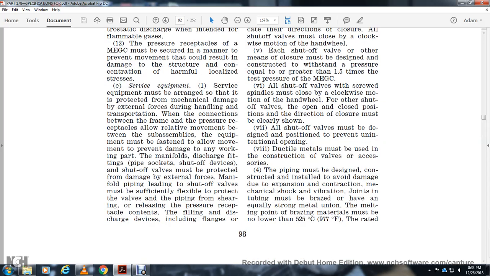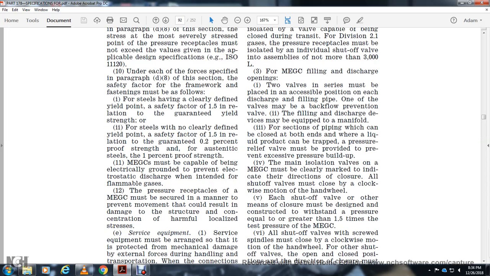Service equipment must be arranged so that it is protected from mechanical damage by external forces during handling and transportation, including at the connection between the frame and the pressure receptacle. All sub-assemblies of the equipment that allow relative movement must be fastened to allow that movement and prevent damage to any working part, such as the manifold, discharge fittings, pipe sockets and shut-off devices. The shut-off valves must be protected from damage by external forces. Manifold pipelines leading to shut-off valves must be sufficiently flexible to prevent the valves from failing or shearing, and the pressure relief and filling and discharge devices, including the flanges, must also be protected.